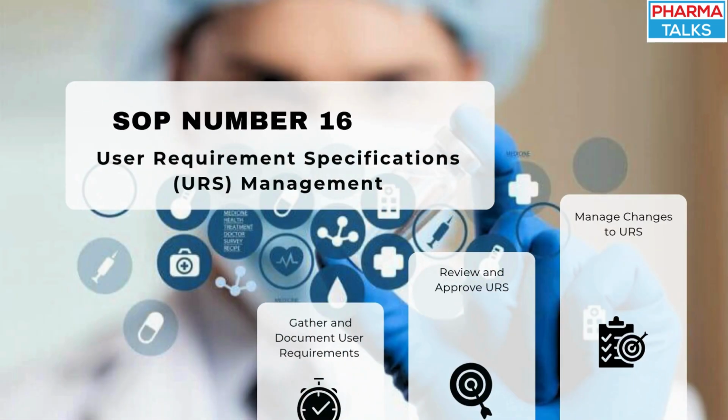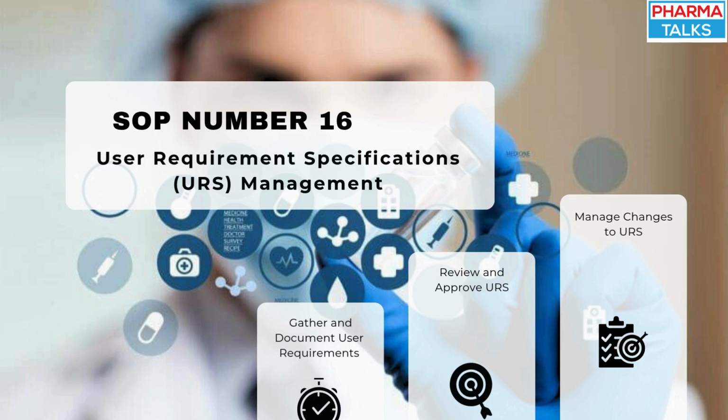SOP number 16 describes the procedure for developing and managing user requirement specifications, URS. The URS is a document that specifies the user's requirements for a system, equipment, or process. It's crucial to have a clear URS to ensure that the final product or system meets the intended needs and expectations.